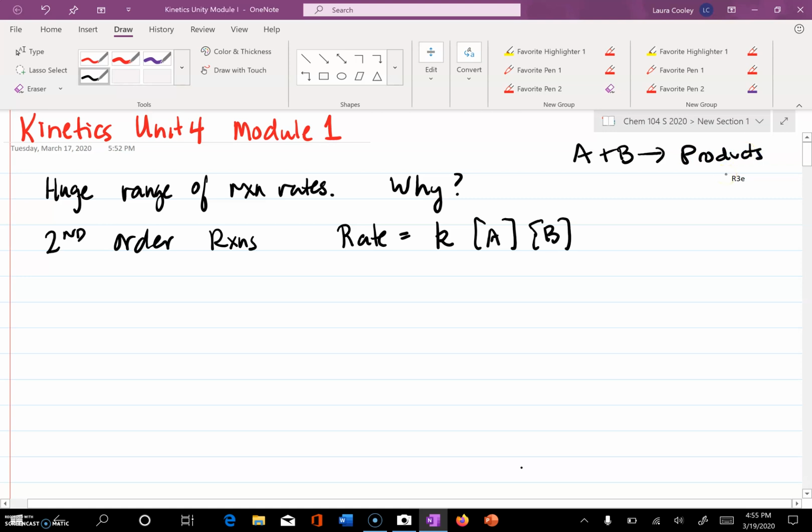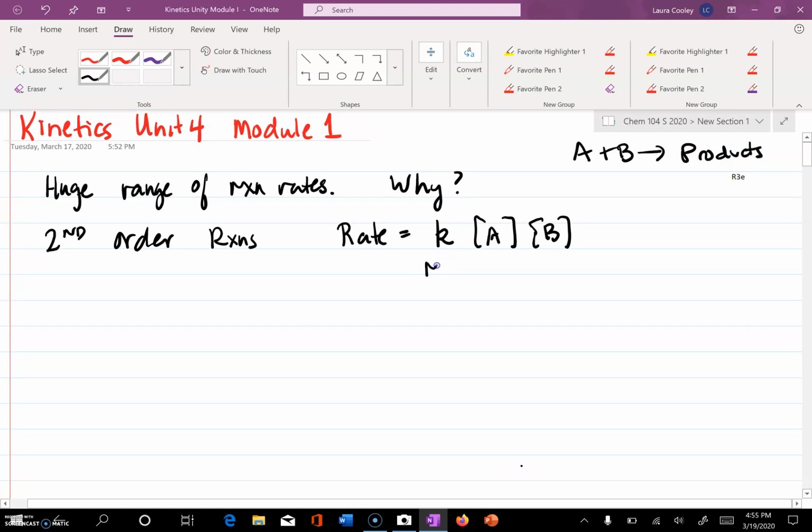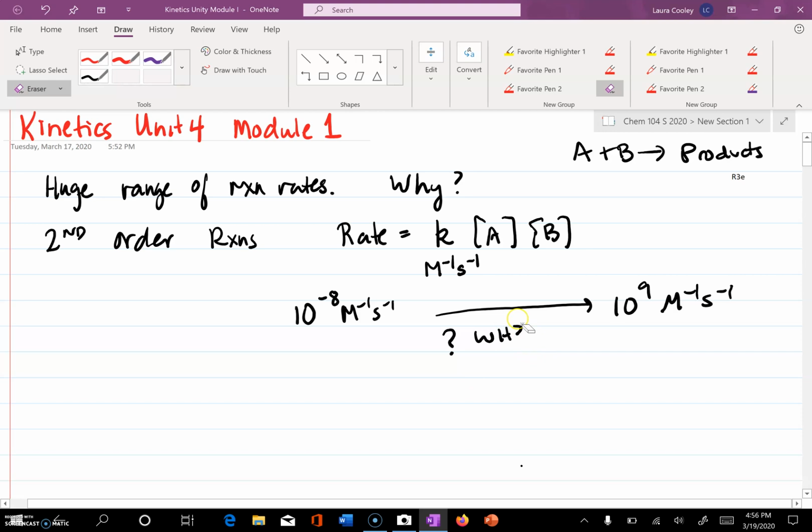Okay, so this rate constant, which by the way has units of per molar per second, these rate constants can range from like 10 to the minus 8th to 10 to the 9th. And the question is, why is there this enormous variation? Okay, so that's what I'd like to focus on right now.